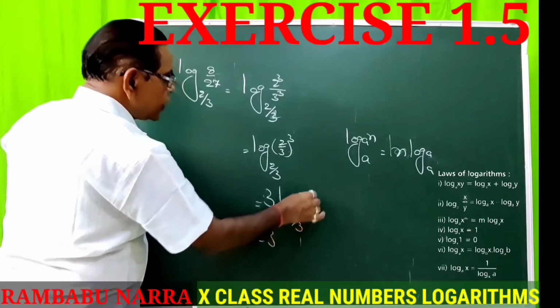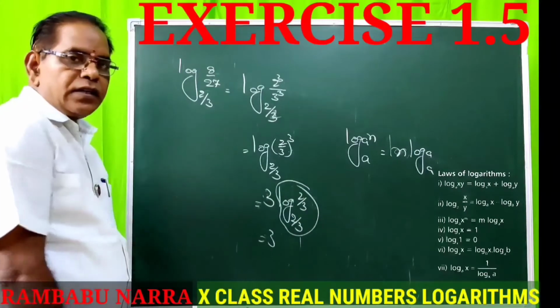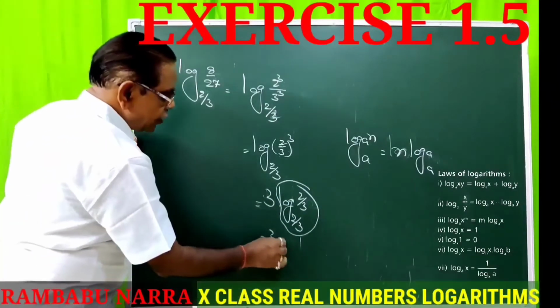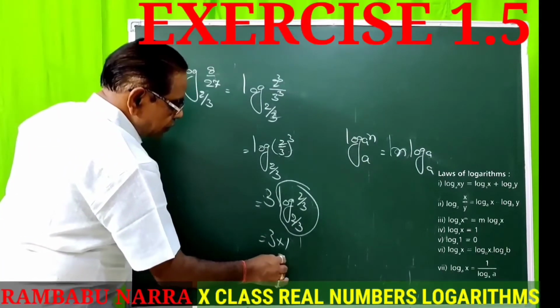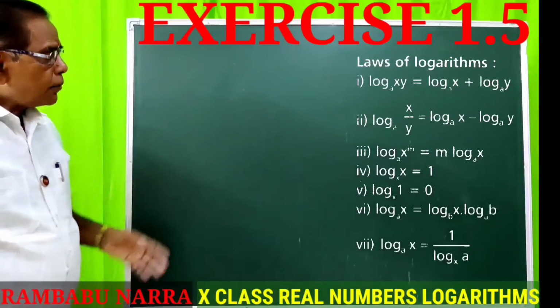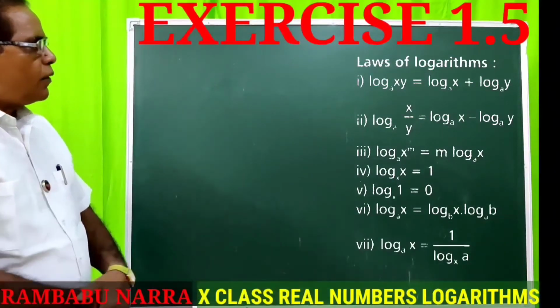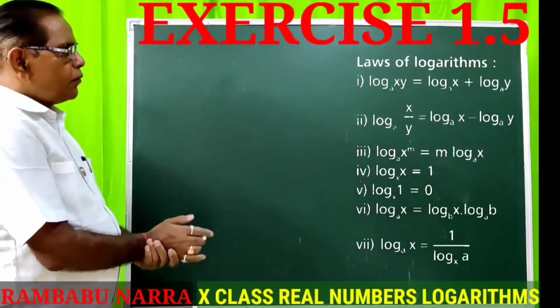3 into log a base a. Log a base a equals 1. So 3 into 1 is nothing but 3. The value is 3. Second problem: write the following expressions as a single logarithm and find the values if possible.